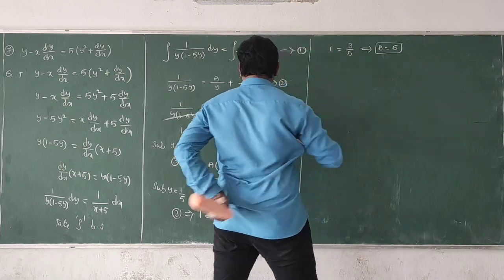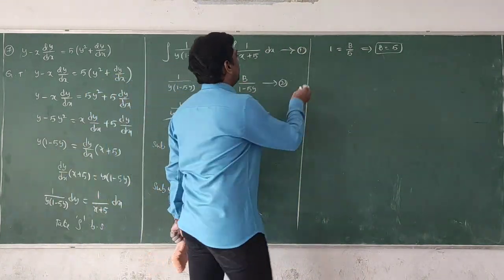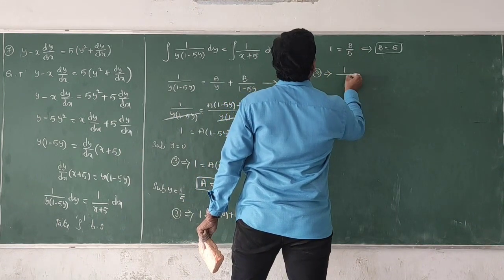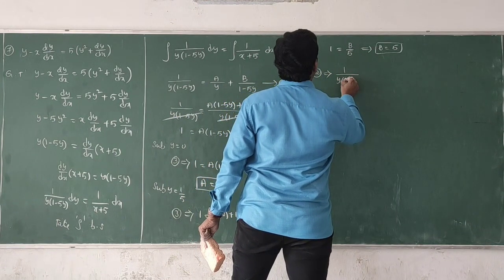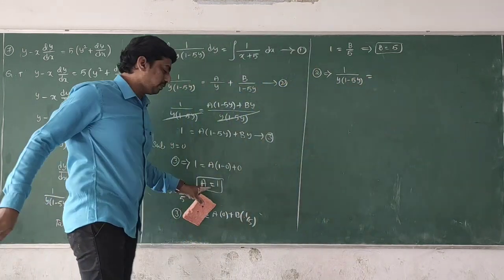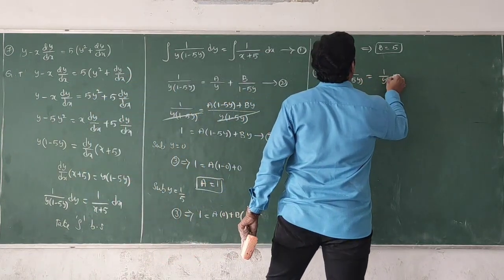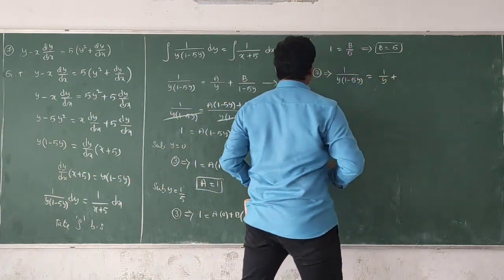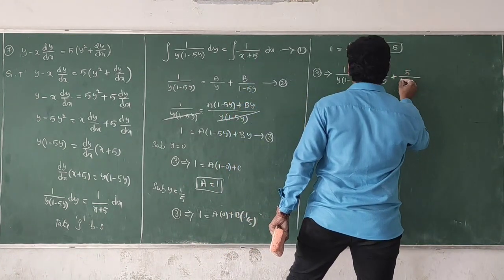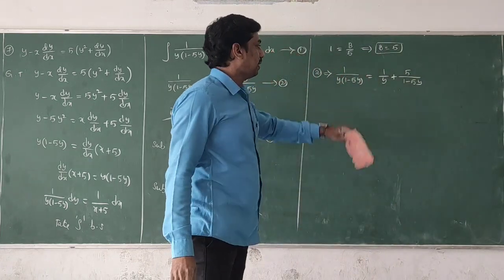Now we get the A value and also the B value. Substitute in the second equation. Then 1 by y into (1 minus 5y) can be written as A by y, A value is 1, so 1 by y, plus B by (1 minus 5y), B value is 5, so 5 by (1 minus 5y). So partial fractions completed.